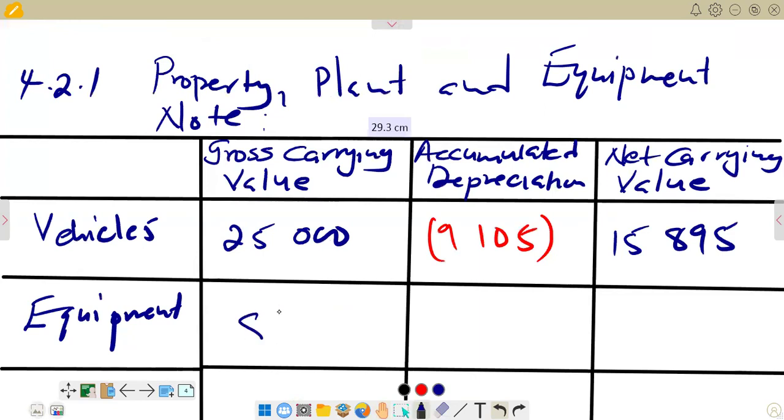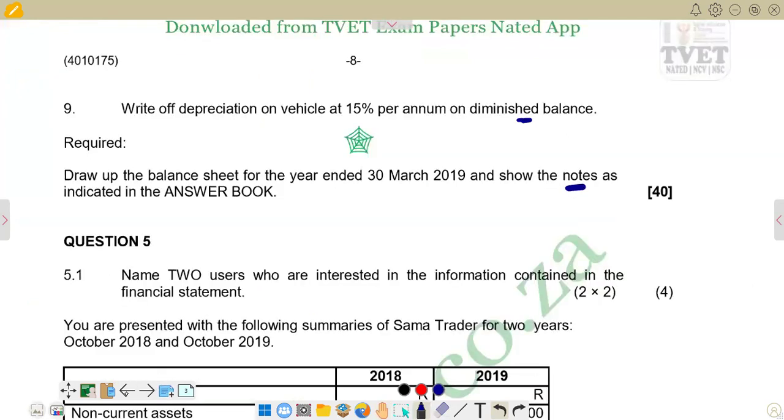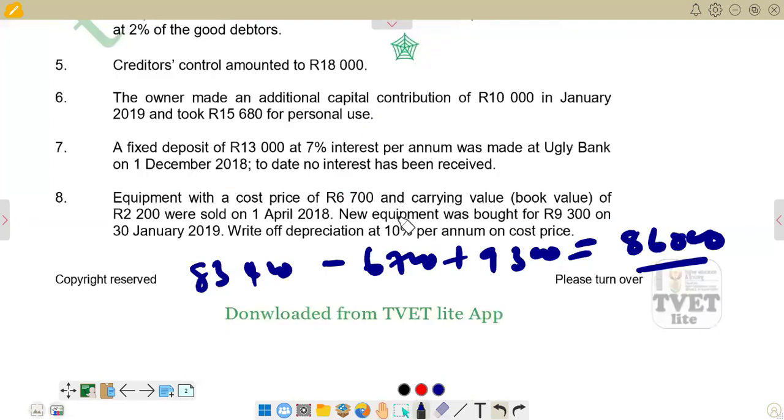So here we are saying 86,000. Then on the accumulated depreciation now, what we are saying is we have got the one that was disposed, so you have to remove the accumulated depreciation of that which was disposed. This one was disposed, with the cost price of 6,700 and the carrying value of 2,200, and was sold on 1 April. So 1 April, remember 1 April 2018 is the beginning of the year. That's where the year is starting.